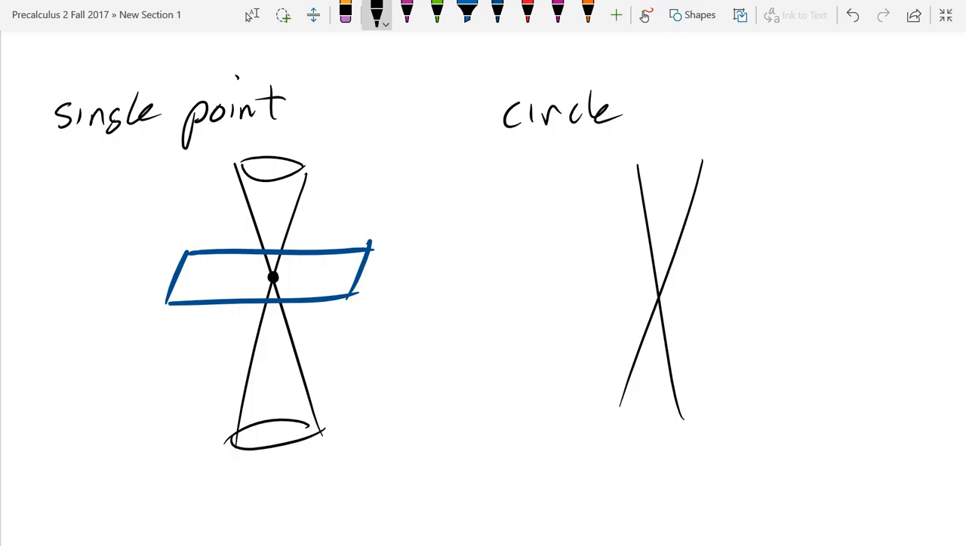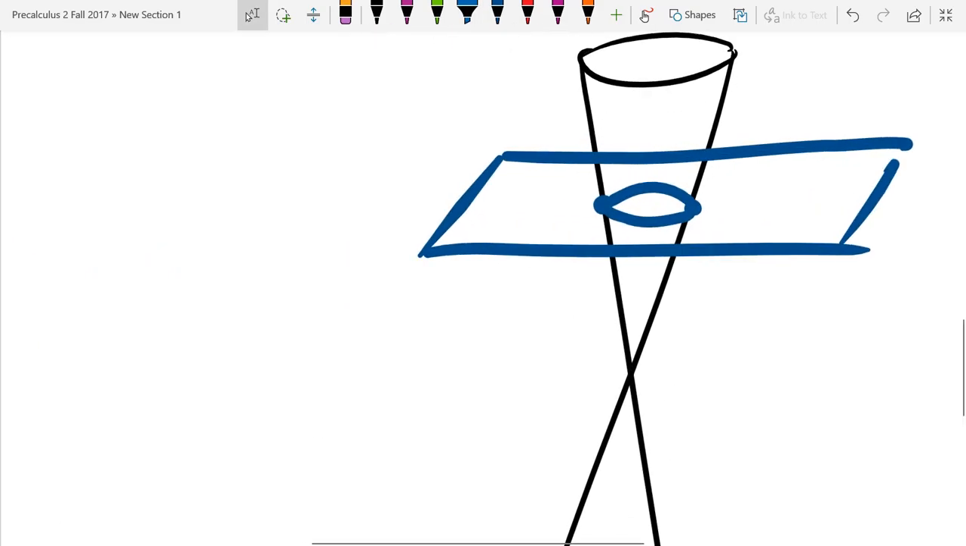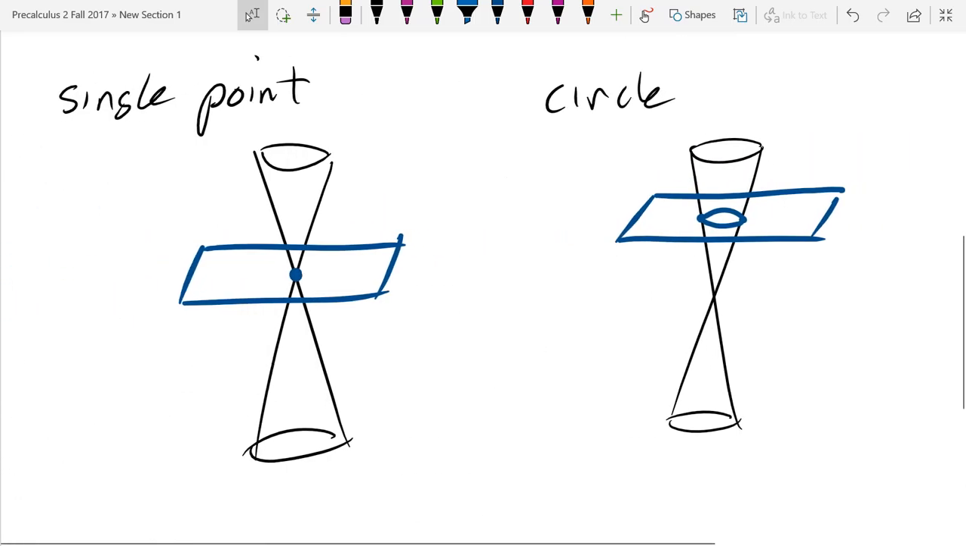How can I get a circle intersecting with the plane? What kind of plane intersection will give me a circle? A horizontal plane that doesn't go through that point at the center. So it's important that the plane's horizontal over here, but it just does not go through the center. So it'll cut a circle out. It'll intersect there, and then form a circle like that. So there's the intersection. Now, if you tilt this plane, you won't get a circle anymore. So it's really important that this plane is not tilted. This plane needs to be perfectly horizontal, or else we will not get a circle out of this. So there's a single point, a circle.